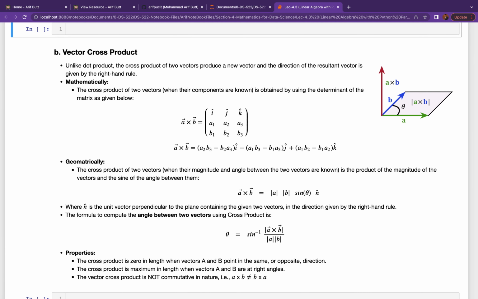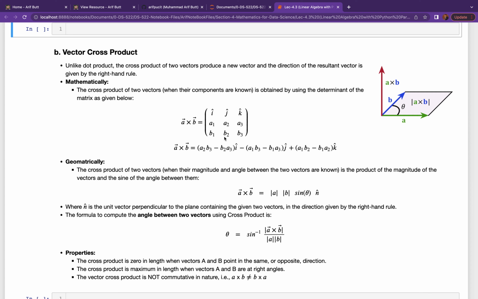And let's talk about the vector cross product now. Unlike dot product, the cross product of two vectors produces a new vector, and the direction of the resultant vector is given by the right hand rule. If the components of the two vectors are known, you can determine their cross product using the matrix determinant as shown over here. I will talk about the determinants soon when we'll be talking about matrices in the next section. For the time being, just remember that over here we have computed the determinant of this.